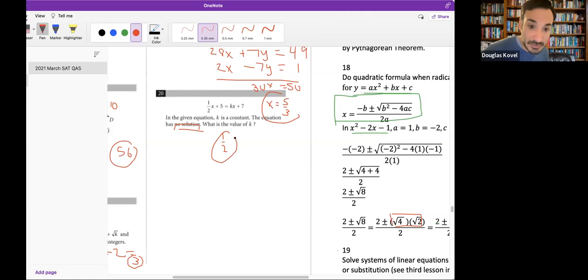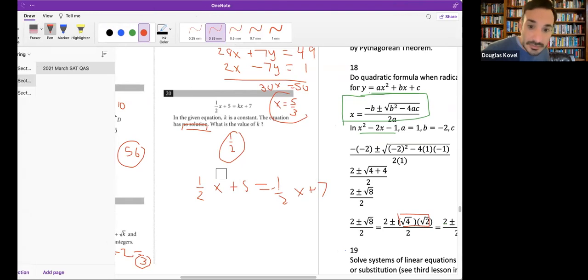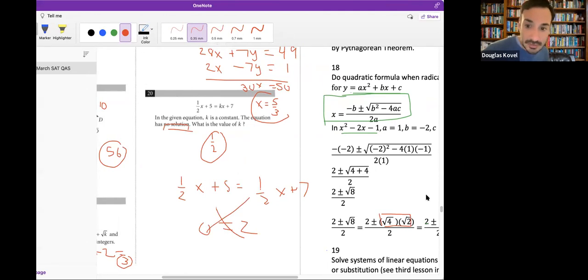This one arguably was the easiest to do because it only took a few seconds if you knew the rule. It just happens to be a rule a lot of students don't know, which is why it might be considered a hard question. We can confirm that it's no solution by actually trying to solve it. Sorry, that shouldn't be a minus there. If I subtract 5 from both sides and then subtract a half x, I end up getting 0 equals 2, which doesn't make any sense. So there's no solution. All right, great.